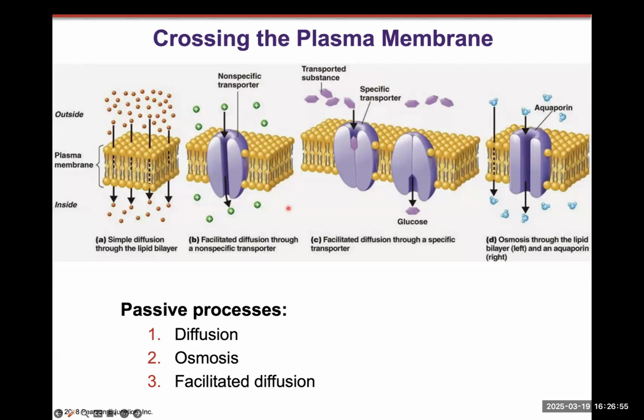There are three kinds of processes that do not require energy to move things. This is called passive processes, and there's going to be one called diffusion, osmosis, and then facilitated diffusion. They are called passive processes because they do not require energy. They do not require ATP, which is the currency of energy.